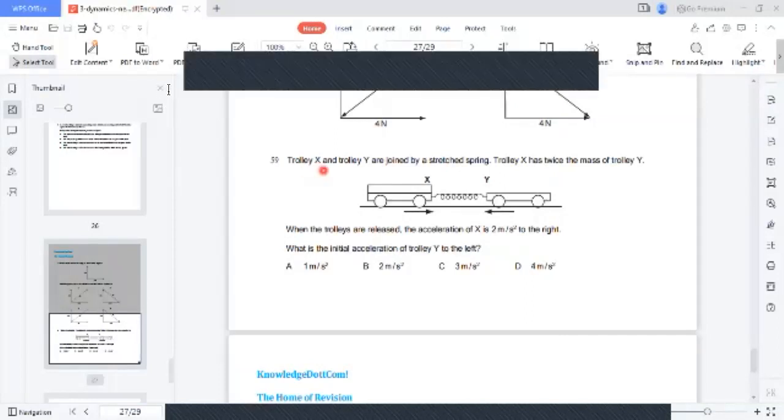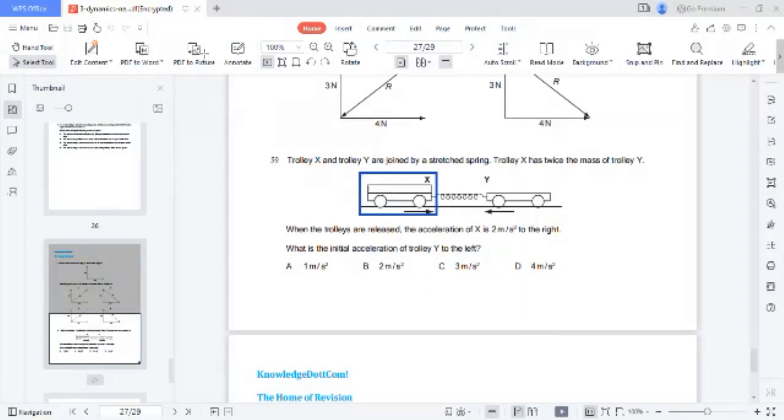This is trolley X, and trolley Y is somewhere here. They are joined by a stretching spring. So the stretching spring is somewhere here. Trolley X has twice the mass of trolley Y. You can see trolley X looks a little heavier than trolley Y, because it has twice the mass of Y.